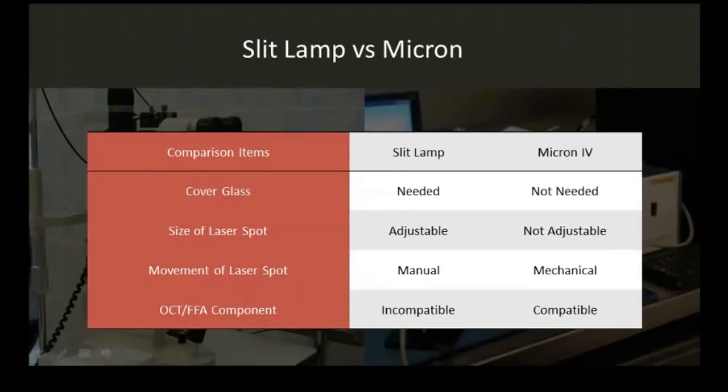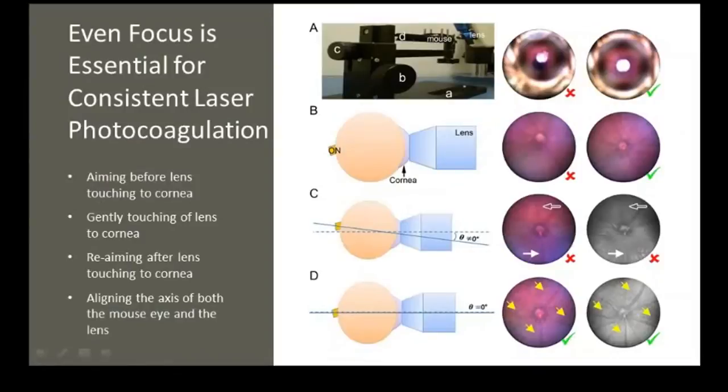using the slit lamp. And the Micron platform also has compatible OCT, FFA, and electroretinography, the ERG components, that may be used for analysis of ocular structure and function. However, with this image-guided laser system, the size of the laser spot cannot be adjusted as it can be within the slit lamp. Therefore, fine adjustment to focus the laser spot for each lesion is required to properly induce the laser burn. Next, I will share our experience on laser focus.